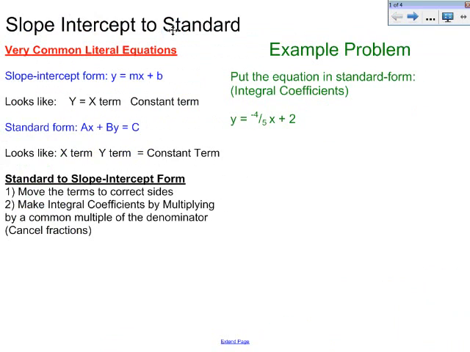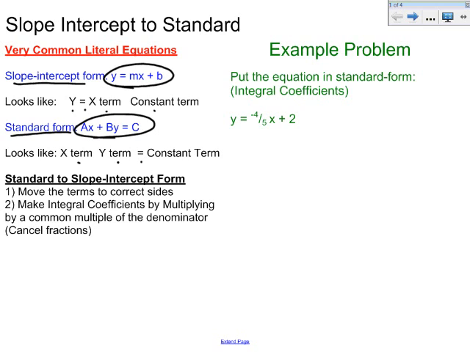So in this particular set, we're going to be dealing with a common literal equation, but we're going to be going from slope-intercept form to standard form. Now it's important to know what the different forms are. Slope-intercept form is y equals mx plus b, but this time all you need to know is it's a y term, then an equals, then an x term, then a constant term.